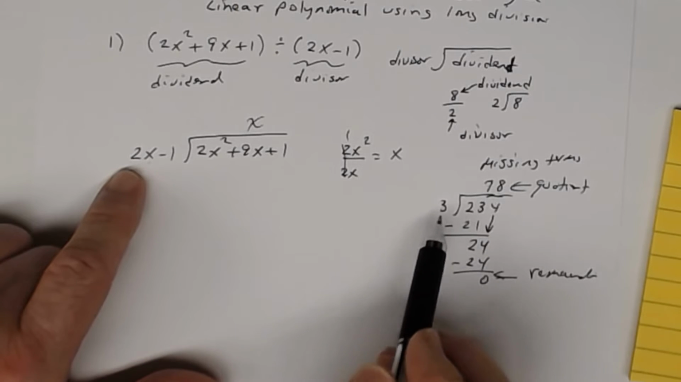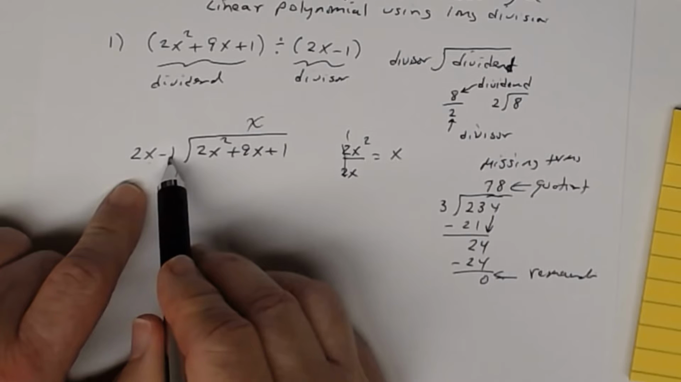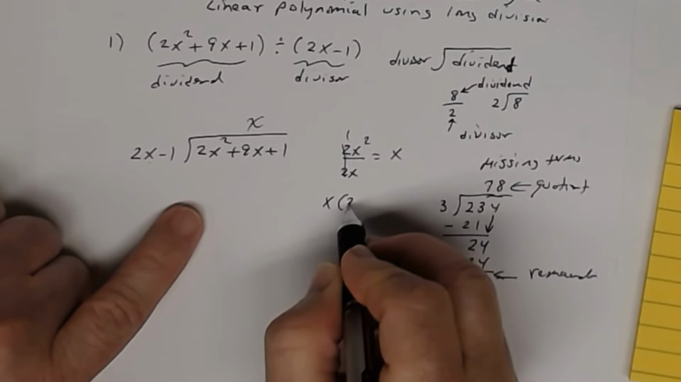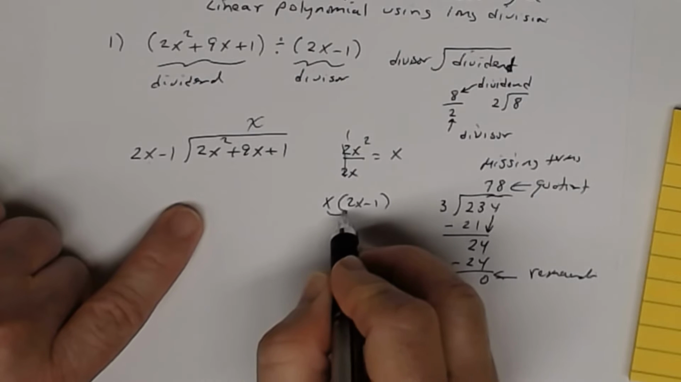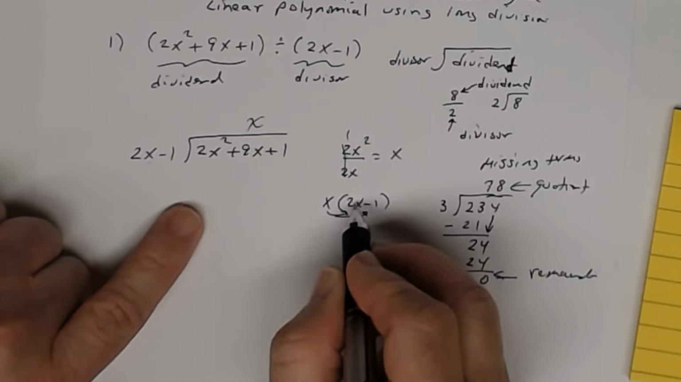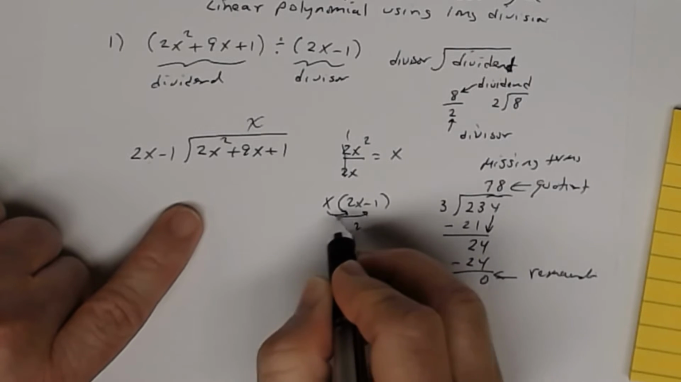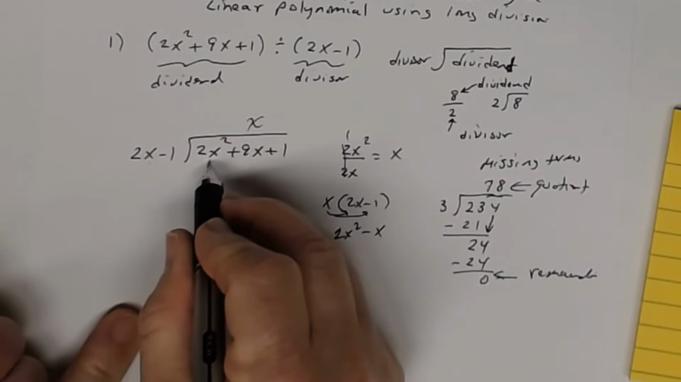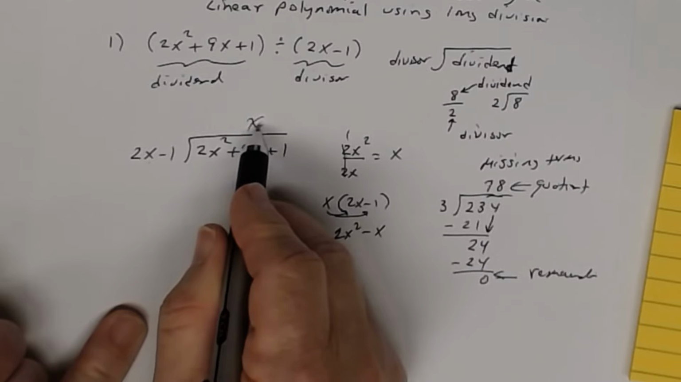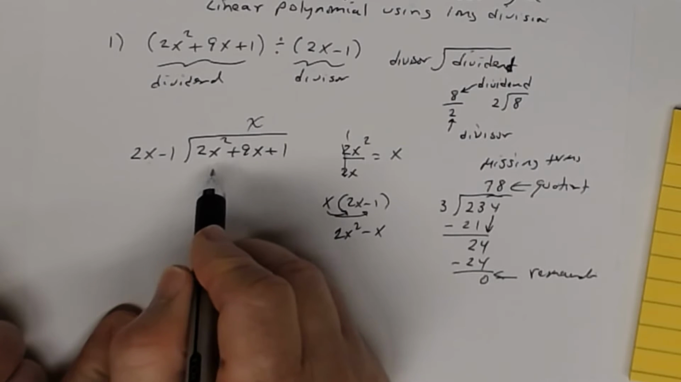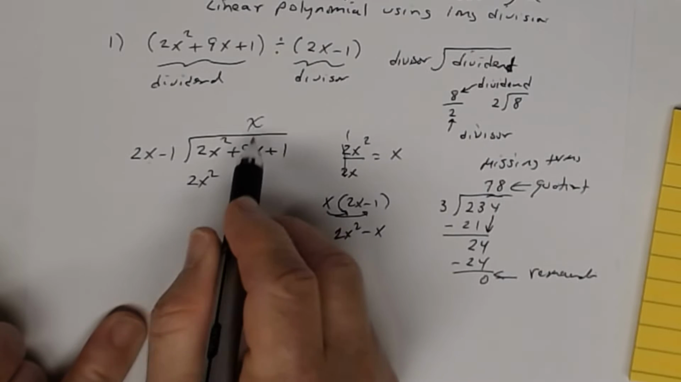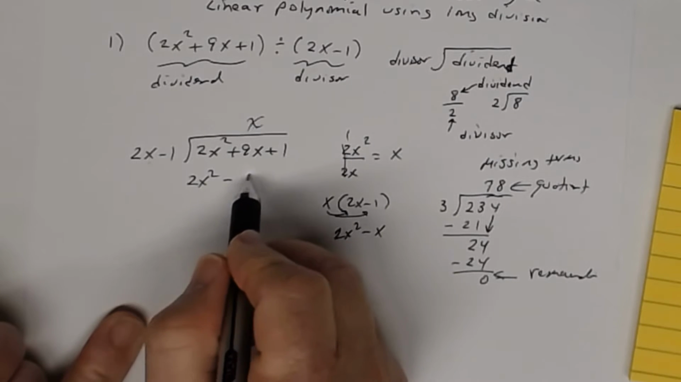And then, remember, once we did that with the 7, we said 7 times 3. So now we're going to say x times 2x minus 1. So let me write this here. So now we're going to say x times 2x minus 1, and then distribute. So x times 2x is 2x squared. X times a negative 1 is a negative x. That goes here now. So we're going to take this, multiply by this, and then put it here. So x times 2x is 2x squared. X times a negative 1 is a negative x.